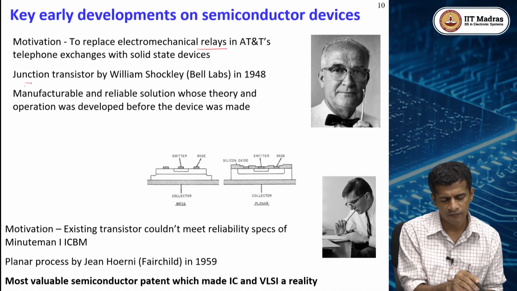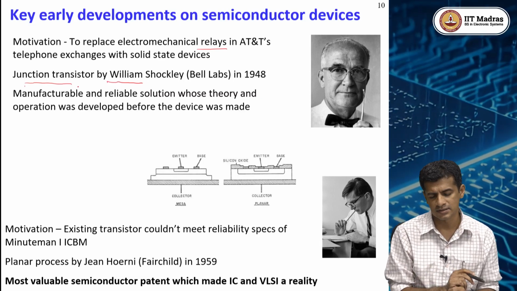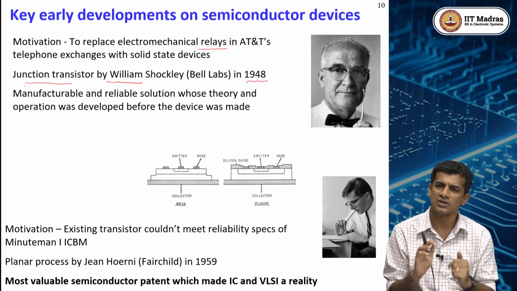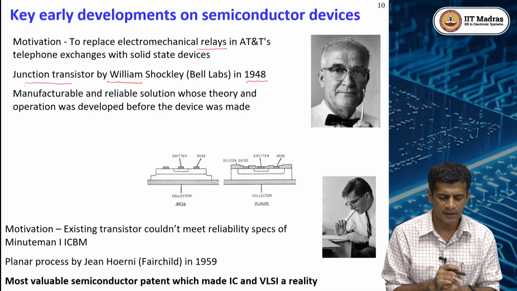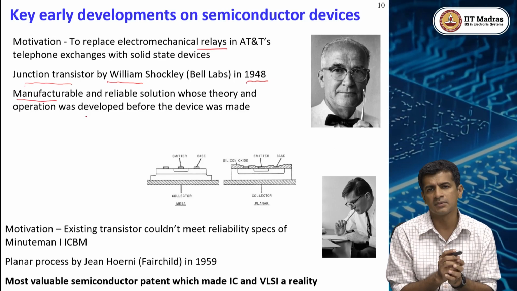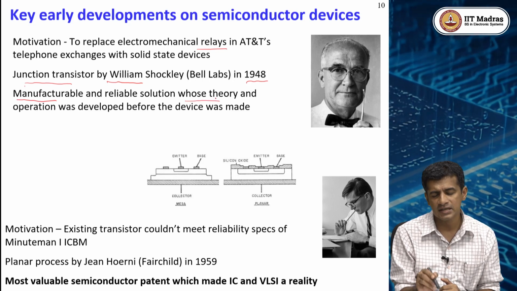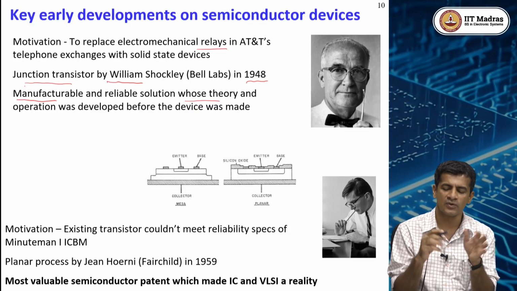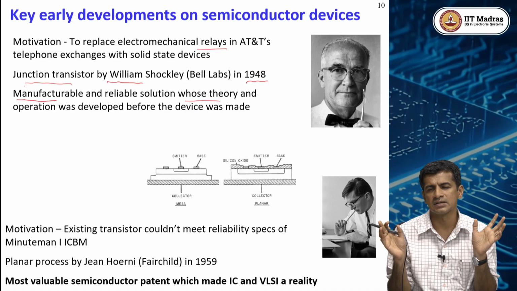The main idea of the transistor was proposed by William Shockley. That is the idea of the junction transistor, which he proposed in 1948. At that time there was another idea also, known as the point contact transistor, developed by Brattain and John Bardeen. But the junction transistor is the manufacturable and reliable solution. Shockley developed the theory and operation of this transistor even before a single junction transistor was made. Finally, what went into production was the junction transistor.